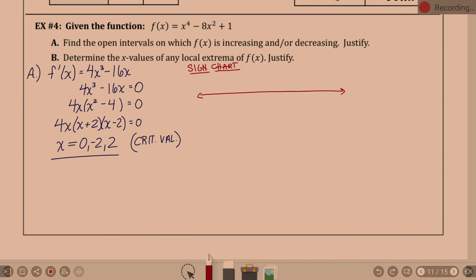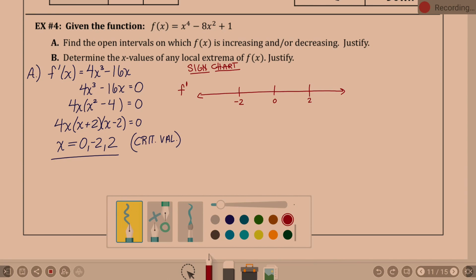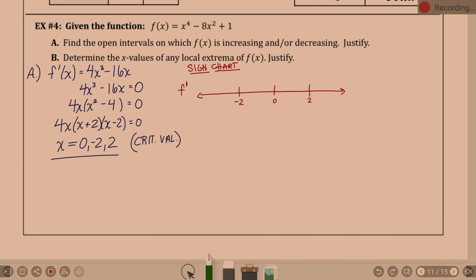Okay. Now, when we set up this sign chart, we are thinking about the derivative. I'm going to put negative 2, 0, and 2 on my number line in numerical order. Mine's uneven. Okay. So, plugging into the derivative, here's what I'm going to suggest. And this is why I personally chose to factor.